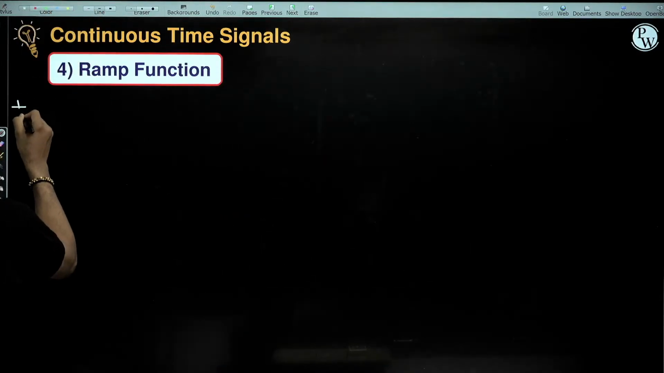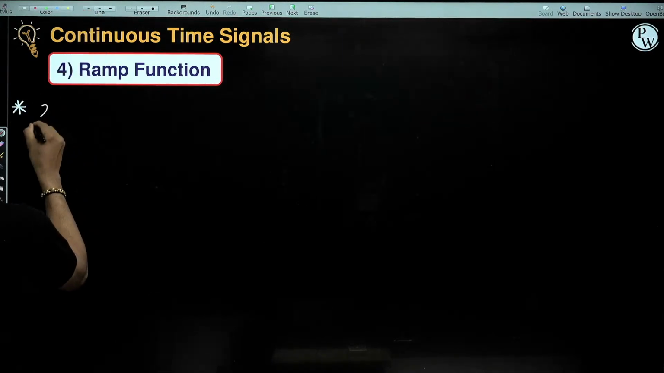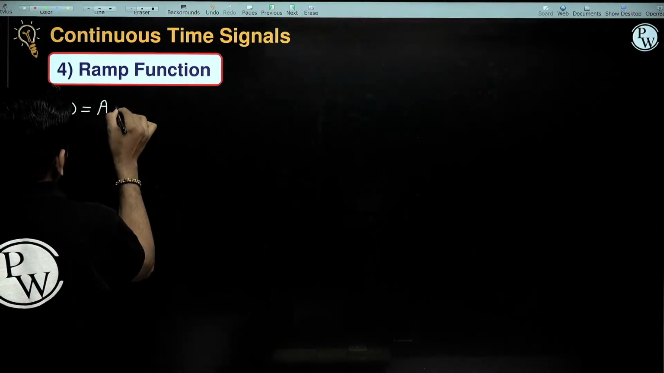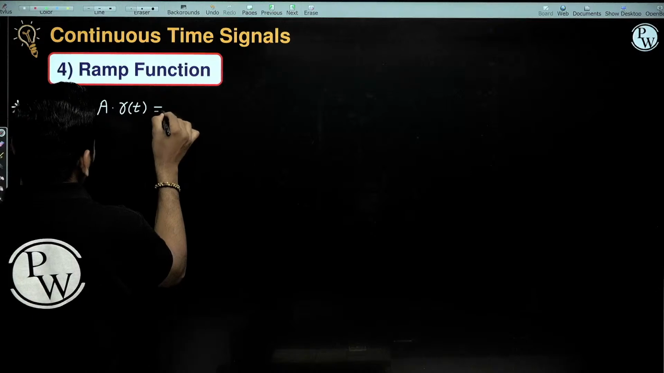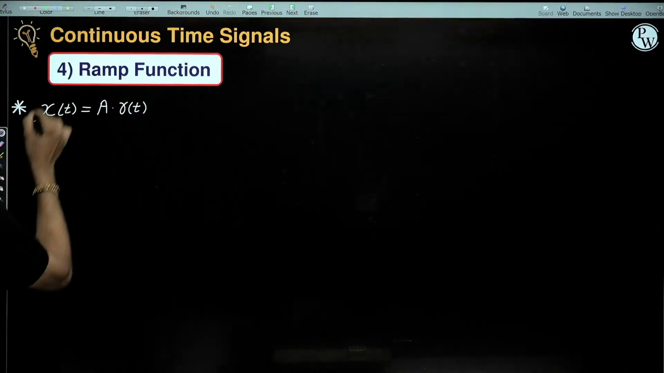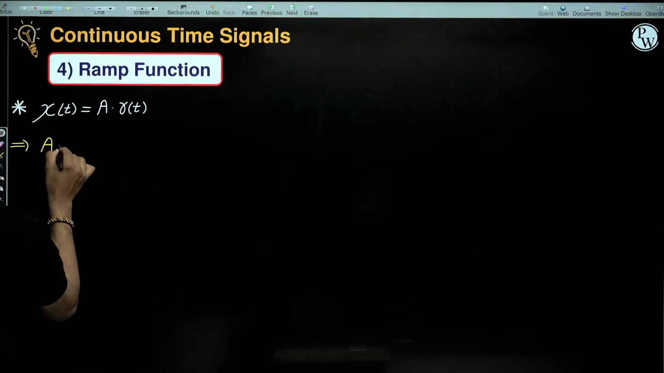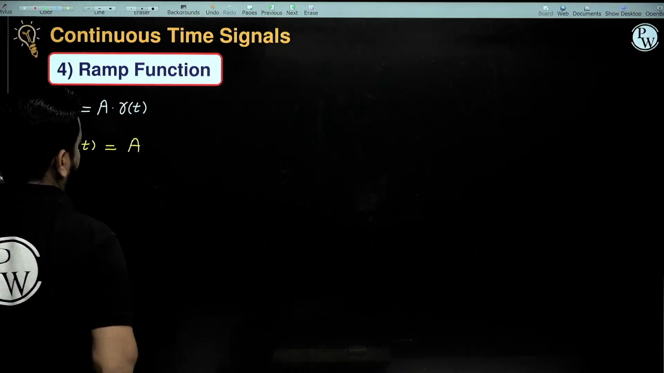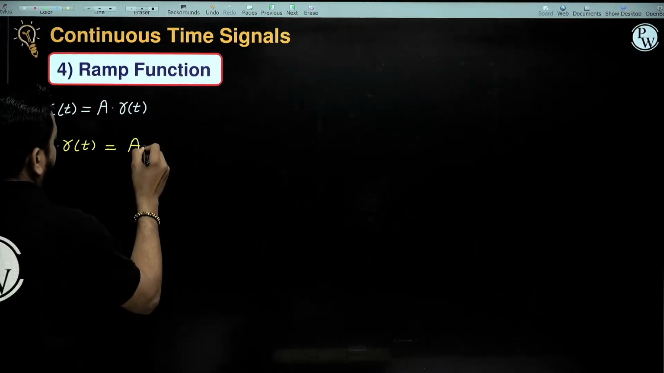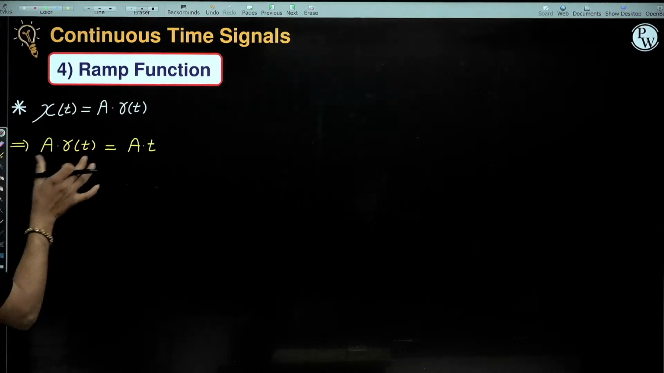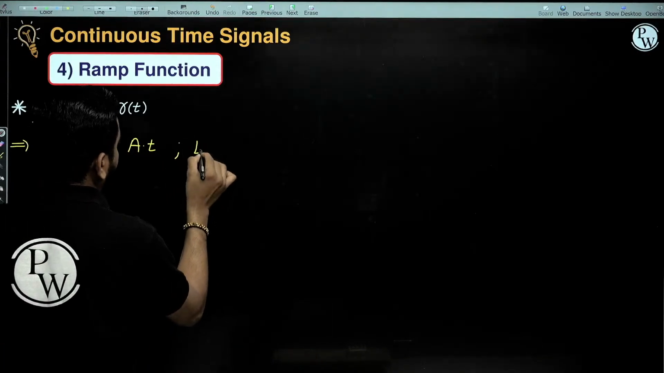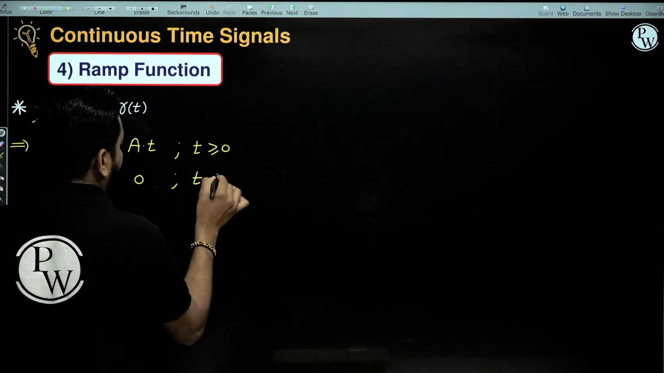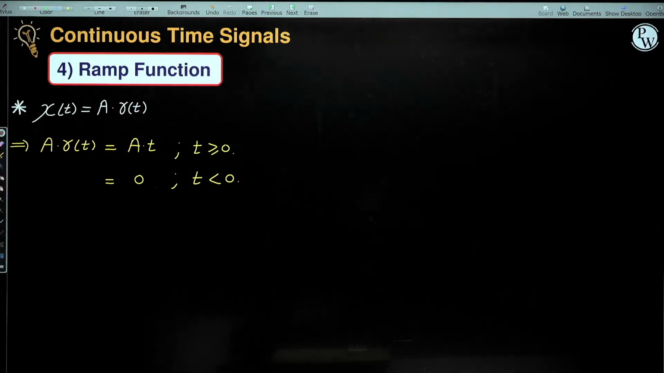Mathematically it is given by x of t equal to a into r of t, guys. Here the amplitude is a, and a r of t is equal to a into t for t greater than or equal to 0, and it is 0 for t less than 0. Correct? This is the mathematical representation.